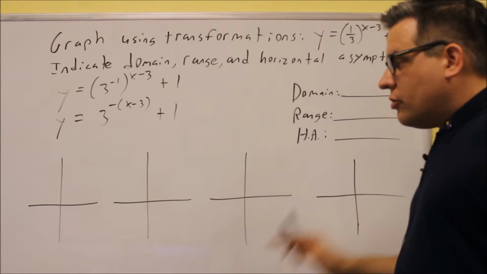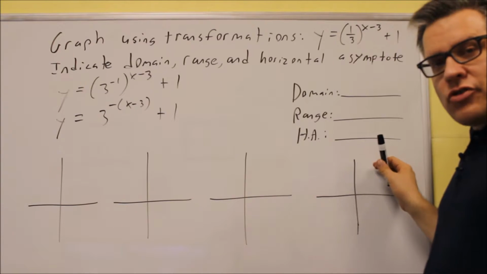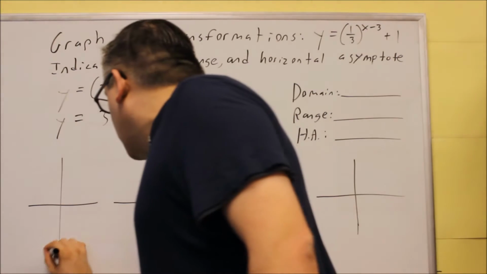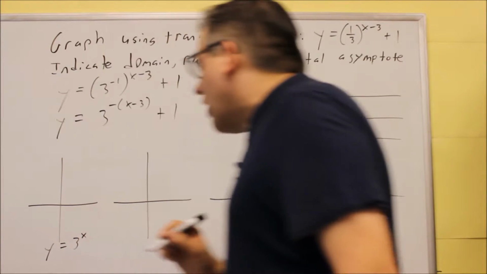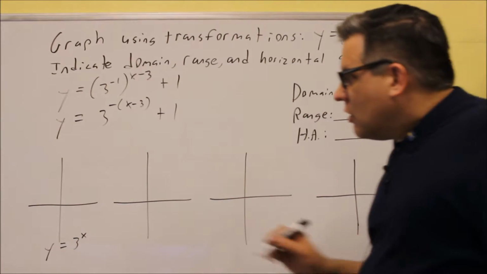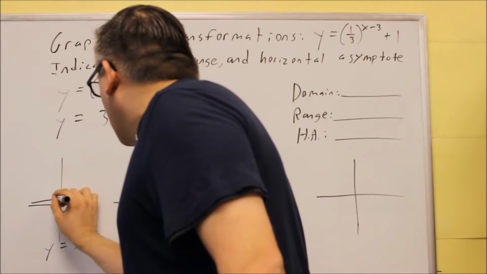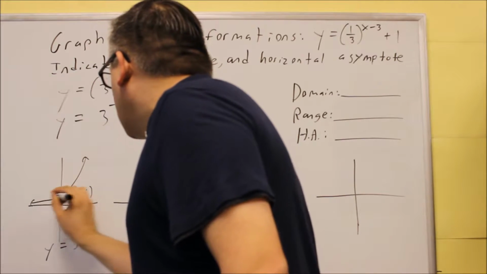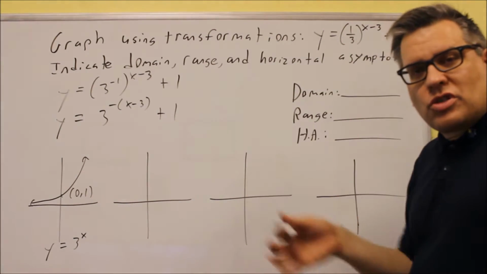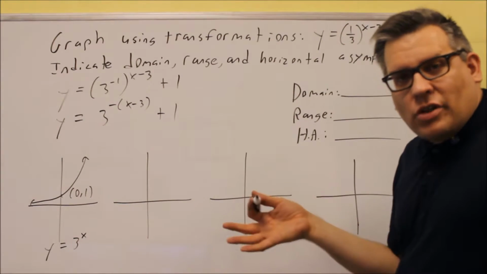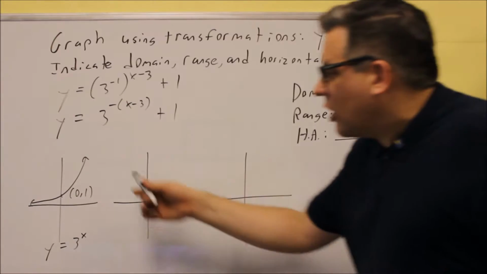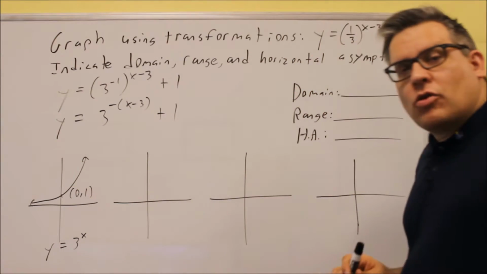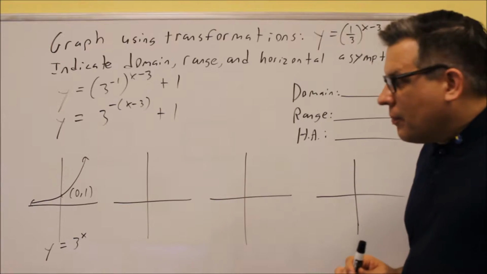So let's start by doing each of these successive transformations until we get to the final answer. The first one we start with is always going to be our base graph, y equals 3 to the x. So that one, it's going to go through the point 0, 1 and kind of go up like that. So it looks real similar to the 3 to the x, the 2 to the x, 4 to the x. All those kind of look similar to that one there. So the main thing is it's got to go through the point 0, 1.